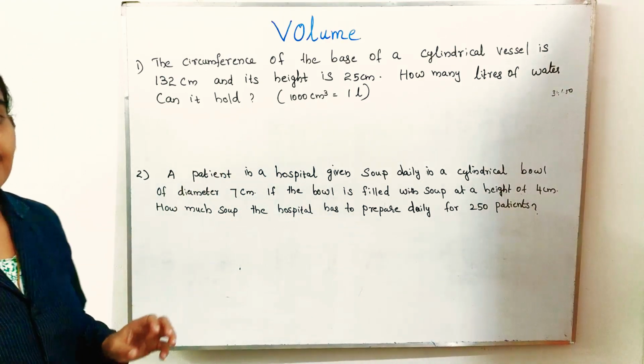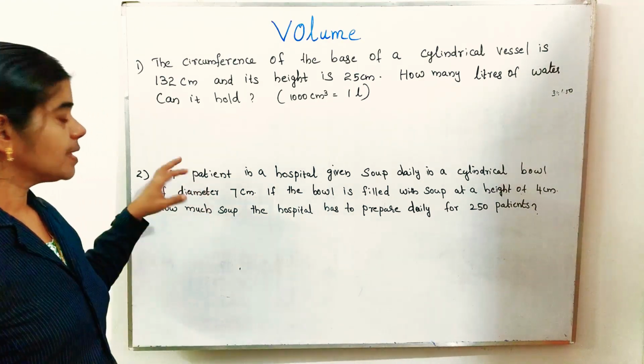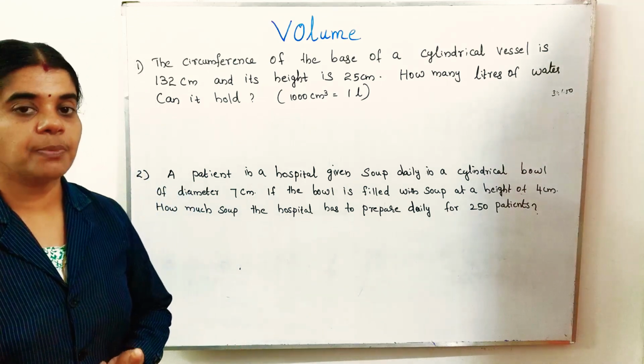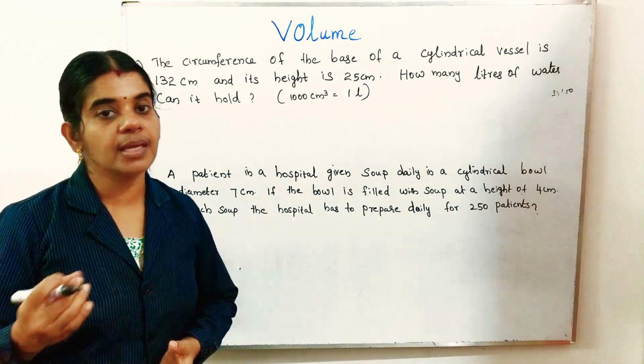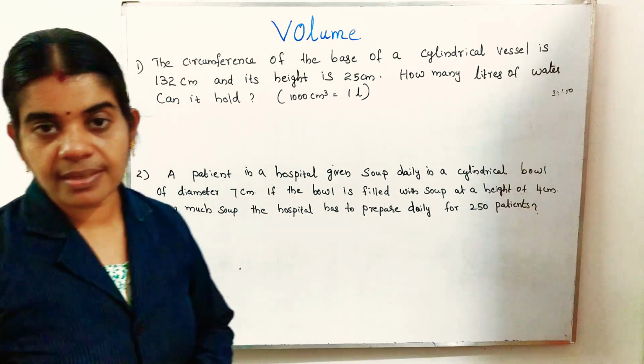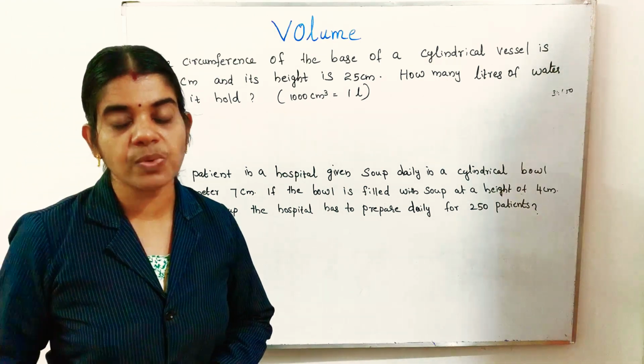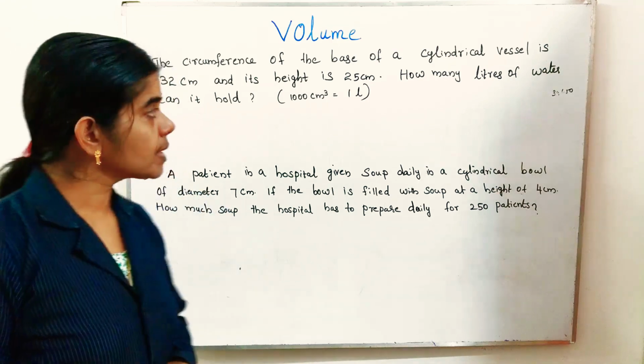Now we are discussing the volume of a cylinder. We already studied that. Cylinder base will be in the shape of a circle. Base area into height. Base will be a circle, so its area will be pi r square. H will be the height, pi r square H will be the volume of a cylinder.